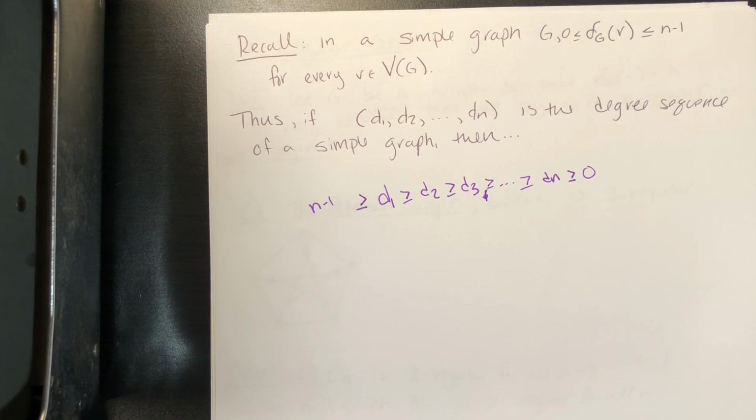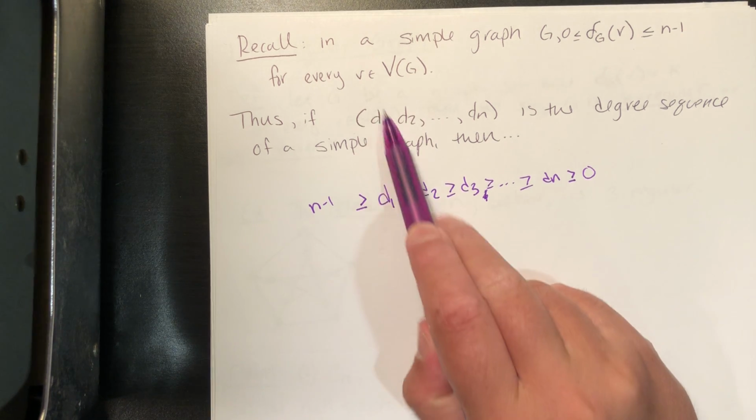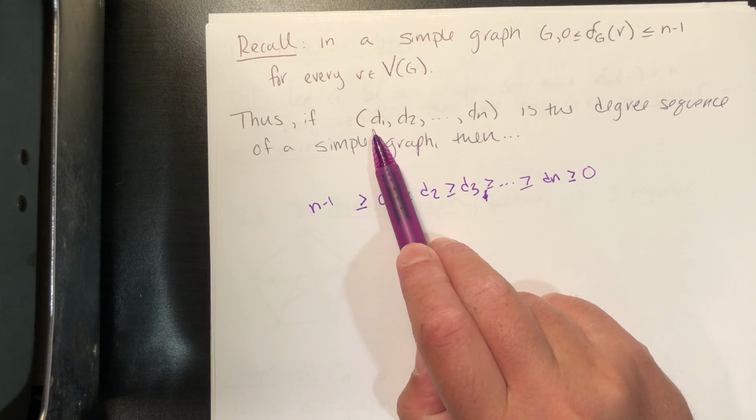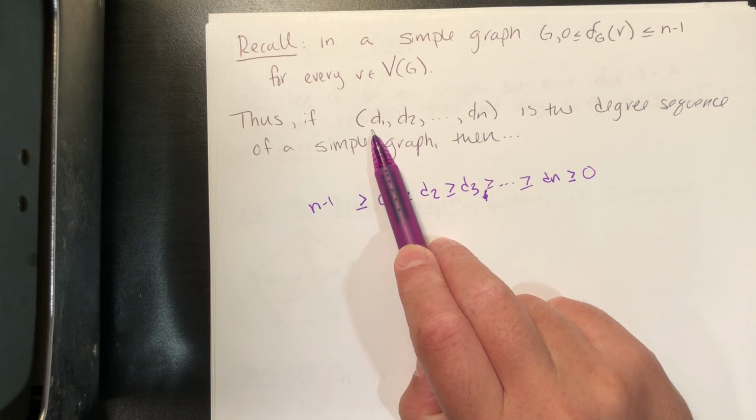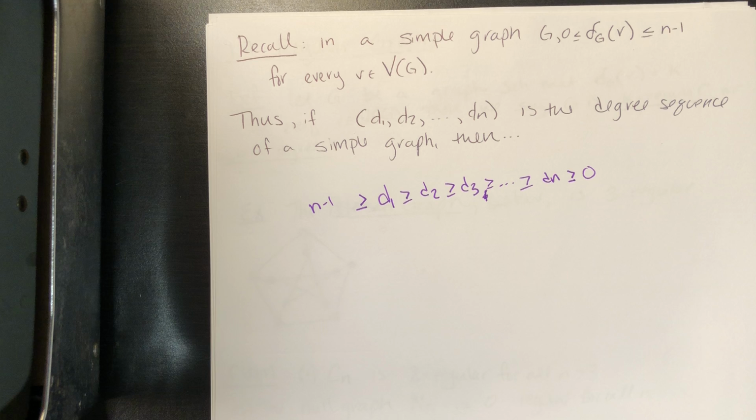Okay, and so this is another useful thing. If you're handed a particular sequence of integers and you're trying to figure out if it's the degree sequence for a simple graph, well, make sure first of all that your first entry can't be bigger than n minus 1. And your last entry can't be less than 0. Okay, that's kind of silly. It's meaningless if you had a negative number there. But it's just one more technique that we have to help figure out whether a graph exists with a particular degree sequence or not.